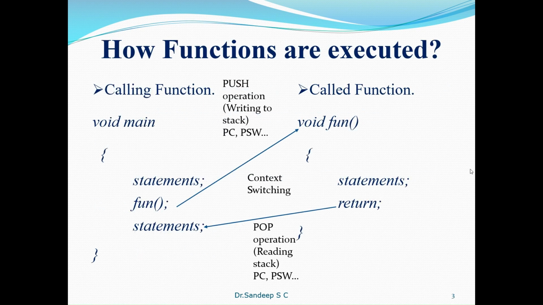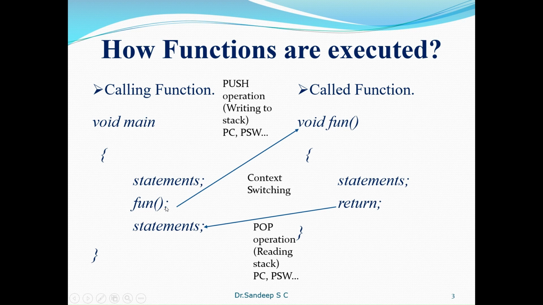Now, how does a function execute? There will basically be two parts. One is the calling function part, another one is the called function part. So in any function operation, we will have two functions: one is a calling function, another one is a called function. Say the main function is the calling function. Here in the function we write certain statements and we call the function.